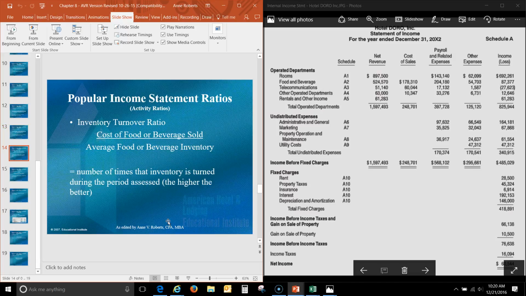All right. The inventory turnover ratio, we looked at this one in the other chapter. Okay. This is the exact same ratio that we looked at before. So now we're talking about cost of food or beverage sold. So that's going to come from the income statement. And then we're going to do average food or average beverage inventory. Now remember, average food or beverage inventory is beginning inventory plus ending inventory, divided by 2. Okay? That has to come from the balance sheet.